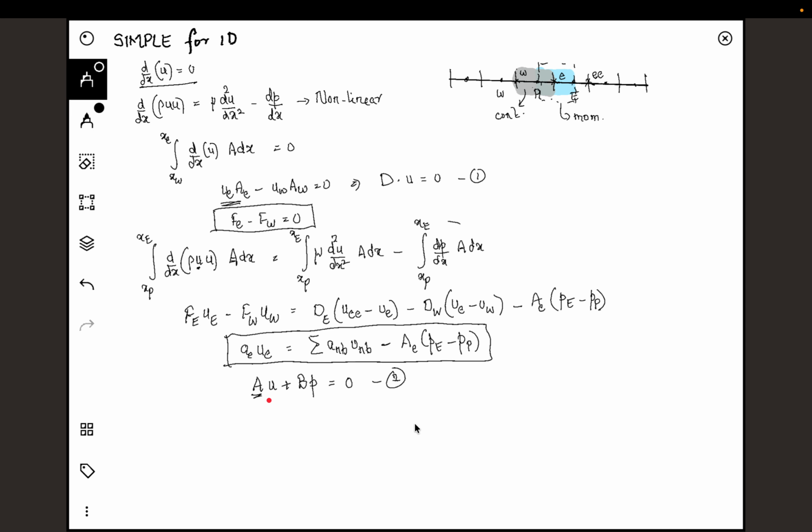So previously this was phi. But now the problem is, because A is a function of u, I have two equations. One is this, and because A is a function of u, I'm writing this as A_u, with the subscript, just to say that this is a function of u.